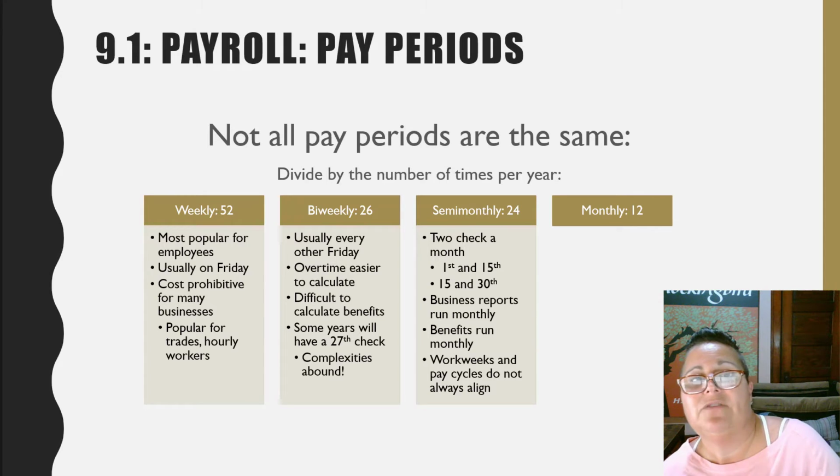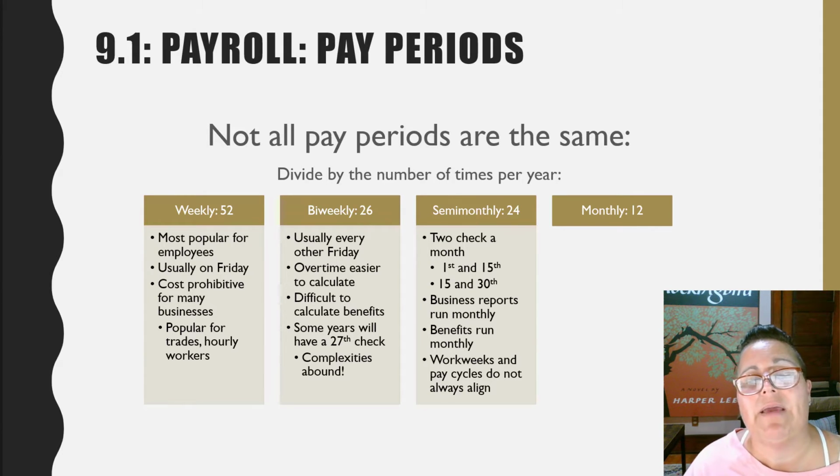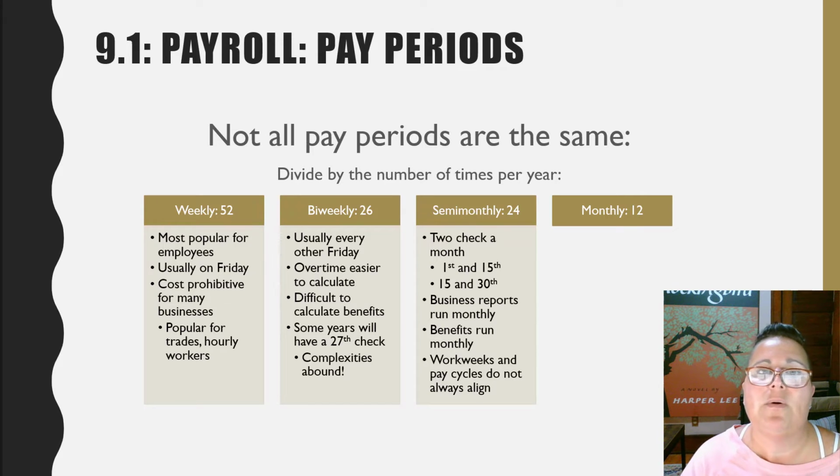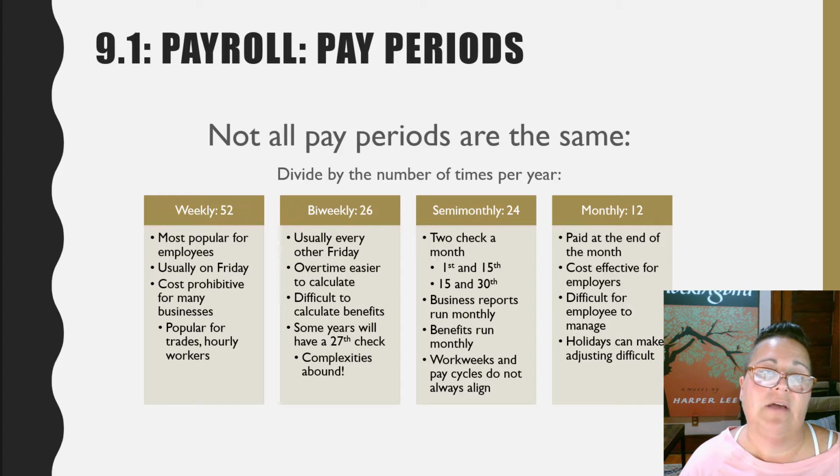Lastly, and the most infrequently used, is a monthly paycheck. A monthly paycheck means you get 12 paychecks in a year. You are paid at the end, usually, of the month. It is the most cost-effective pay structure for employers. However, it is very difficult for an employee to manage.